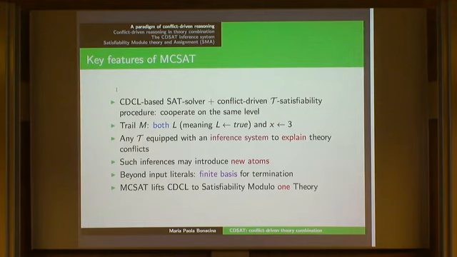It allows to have on the trail both Boolean assignments, such as L gets true, which of course can be shortened simply with L, and X gets 3. It works for any theory that is equipped with an inference system to explain theory conflicts. The inferences of this system are allowed to introduce new atoms. Because it allows the generation of new atoms, termination is non-trivial, and MCSAT ensures it by requiring that all the new atoms come from a finite basis. And in this manner, MCSAT lifts CDCL to satisfiability modulo one theory.